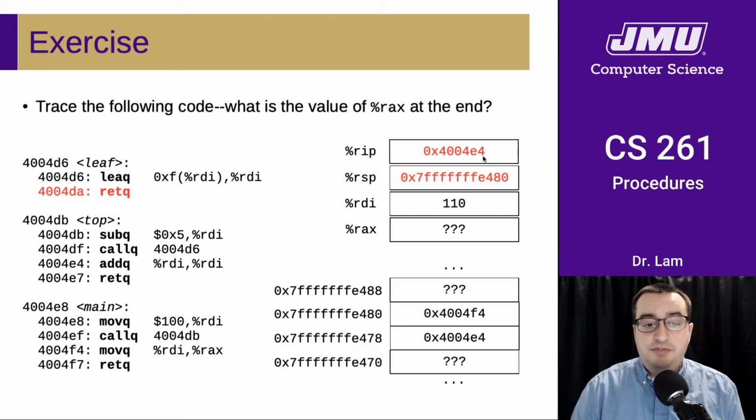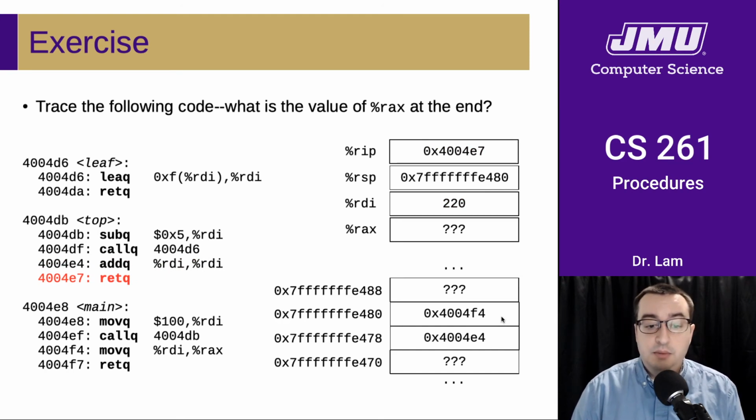Okay, so now we've transferred control back to where that second call made the call to leaf. And so now we're executing this instruction, which is just going to double the value of RDI. So we're going to add RDI into RDI. So that doubles that value to 220. And then we move to the next instruction, which is another return. And that's going to do the exact same thing.